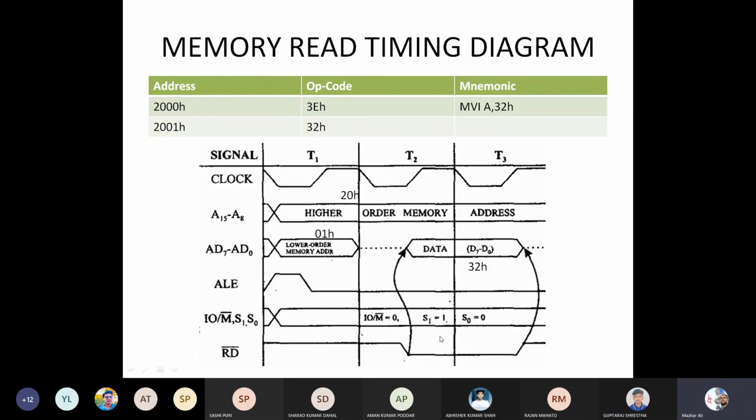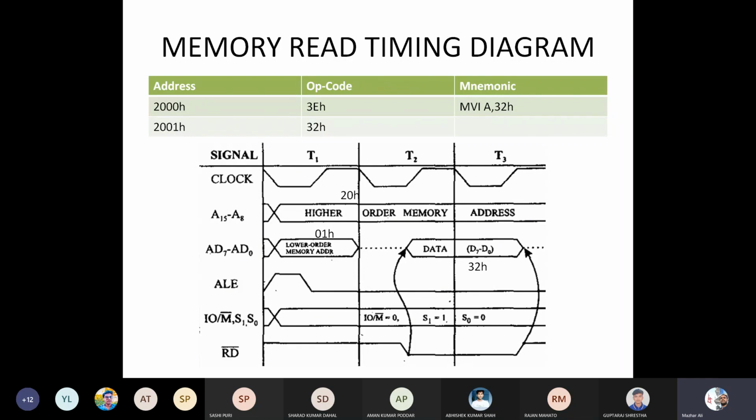The first byte carries the opcode for MVI A, an immediate value, and the second byte carries 32H, which is the embedded value. So this 32H is an immediate value which is residing in the memory. That means you are supposed to read this value 32H from the memory location 2001H, and that would be a memory read.